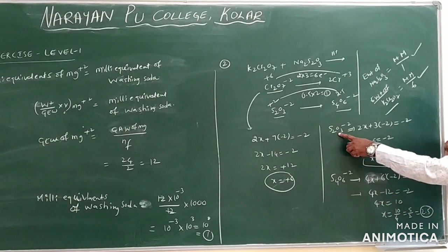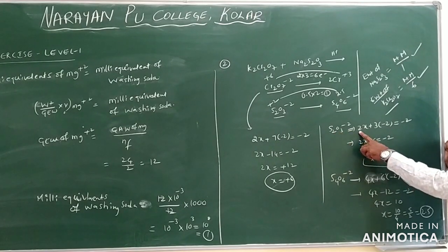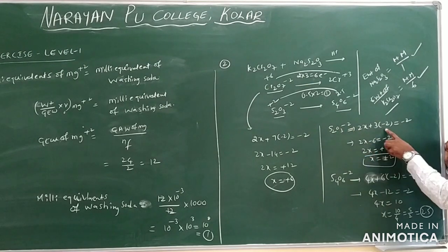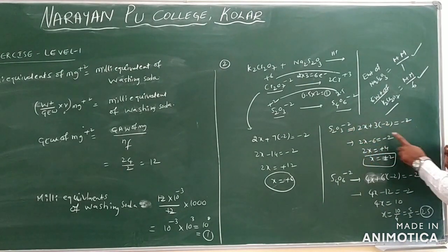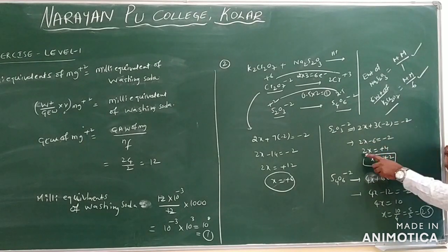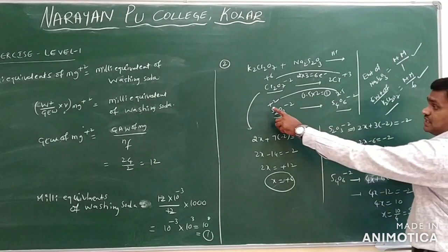Let us see once again how to find the sulfur oxidation number. Sulfur, you are taking x. How many sulfurs do we have? 2 sulfurs are there. How many oxygens do we have? 3. Each oxygen oxidation number is minus 2. That is equal to its charge, minus 2 only. You do this: 2x minus 6 equal to minus 2, 2x equal to plus 4, x equal to 4 by 2, that is 2 only. This is for this sulfur only.